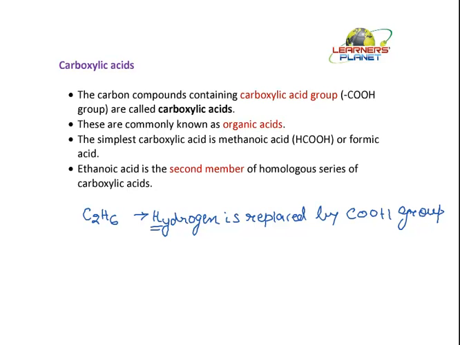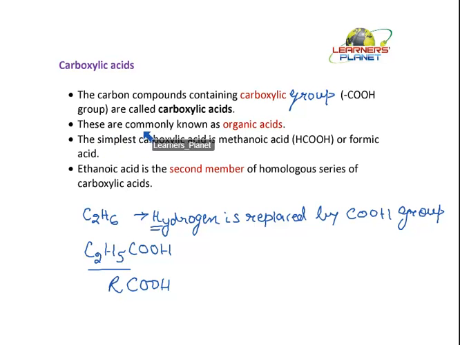What will be the acid of this? It would be C2H5COOH. So what is C2H5? I can write it as R, and COOH. This is the acid. When there is a carboxylic group, then it is called a carboxylic acid. These are commonly known as organic acids. Why organic acids? Because these are found in living organisms. So they are called organic acids.